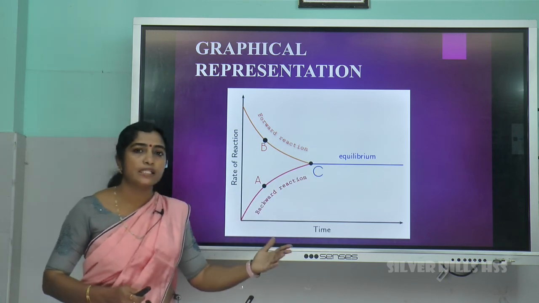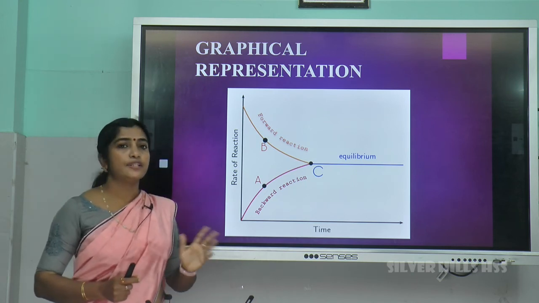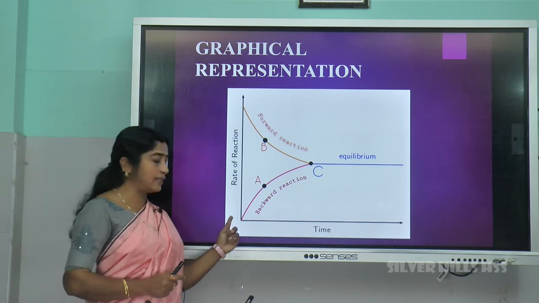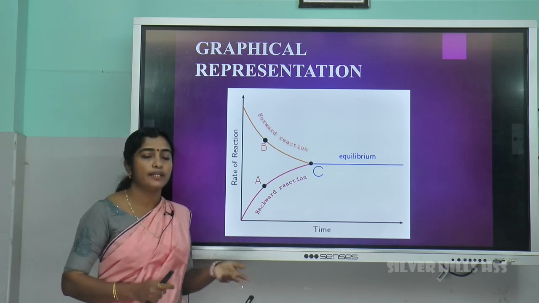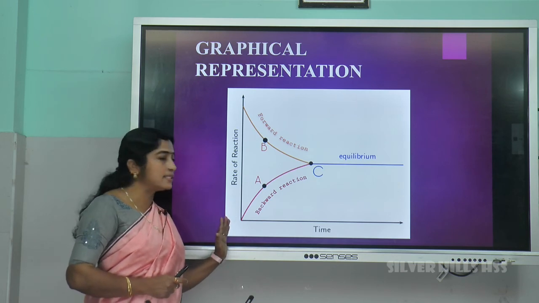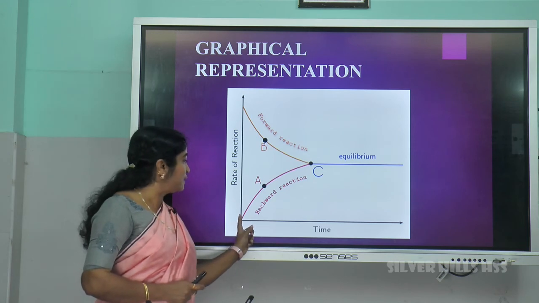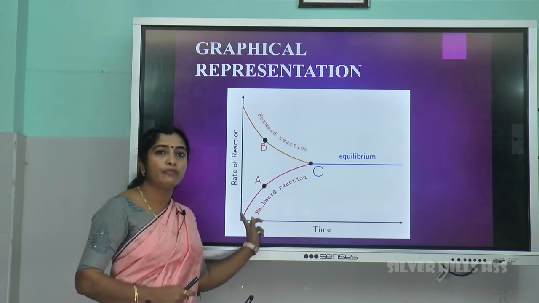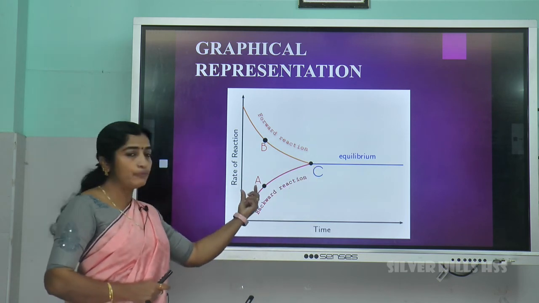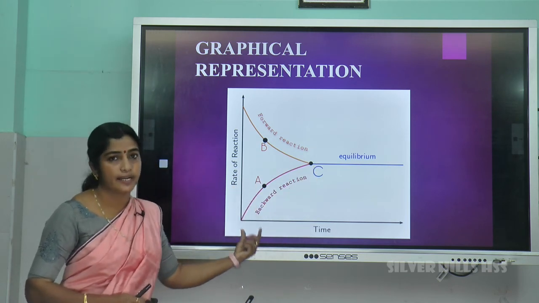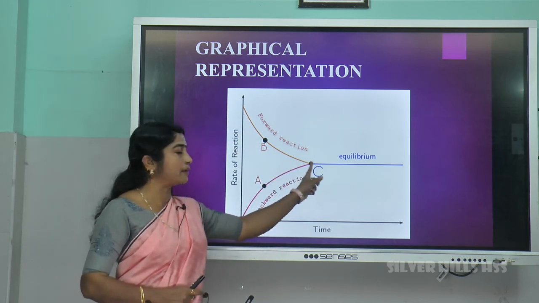When the product is formed, the backward reaction starts. So at the beginning, the rate of backward reaction is minimum. At first it is 0. As the quantity of product increases, the speed of the backward reaction slowly increases. So from minimum, the speed of the backward reaction is slowly increasing. So the graph A represents the backward reaction. So graph B is the forward reaction and graph A is the backward reaction.